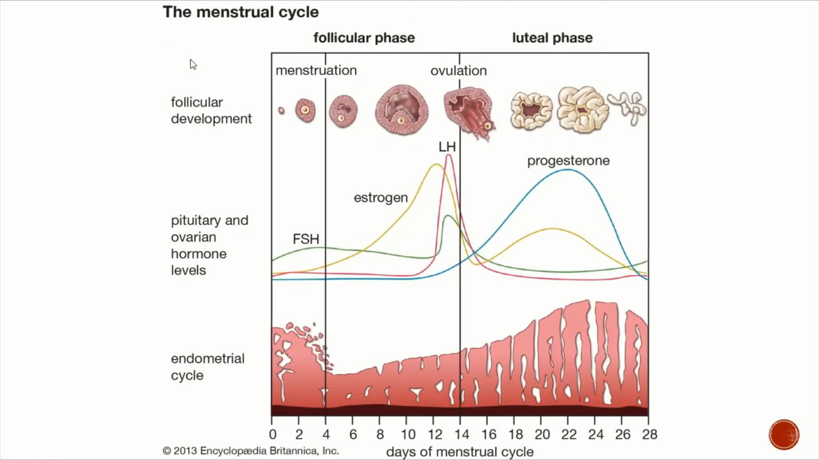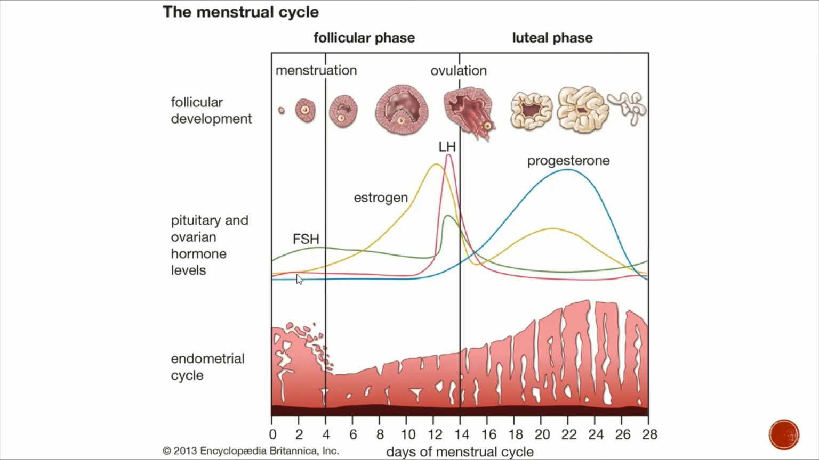Now this here is a quick view of the menstrual cycle. It has an ovarian cycle over here and an endometrial cycle over here. This happens in the ovaries, this happens in the uterus. The endometrium, as we said, is the inner lining of the uterus. It's divided in two, in a functional layer and a basal layer. The basal is the darker one you can see over here.